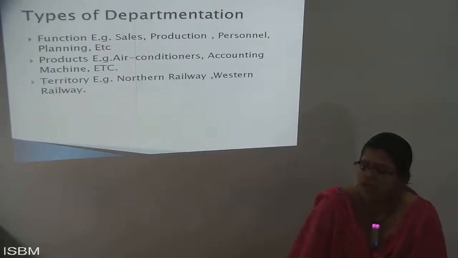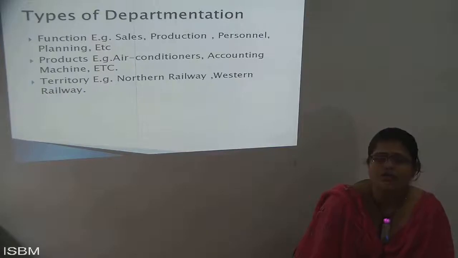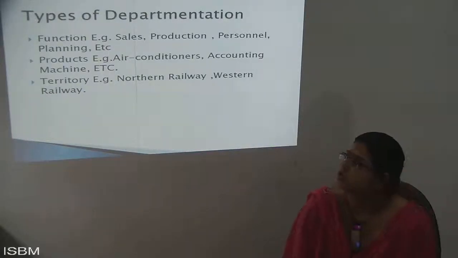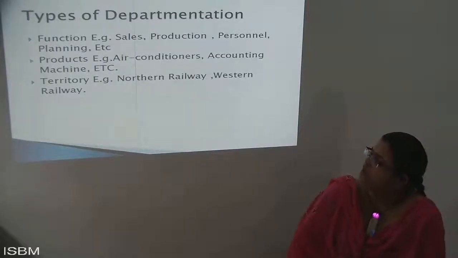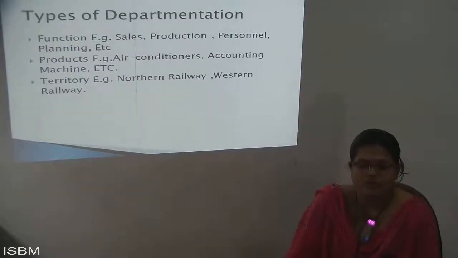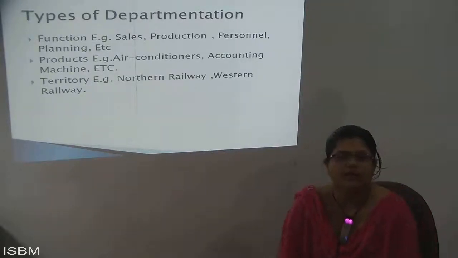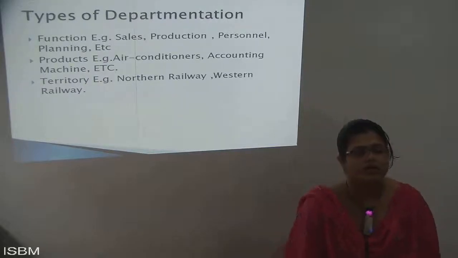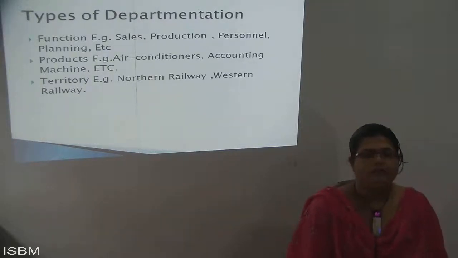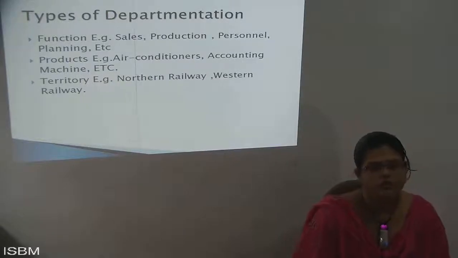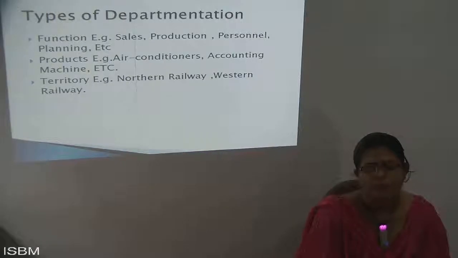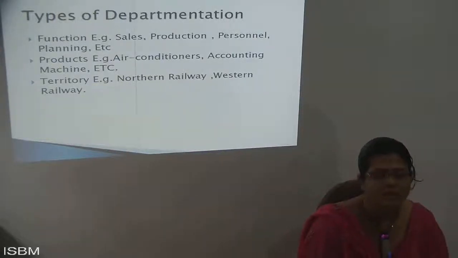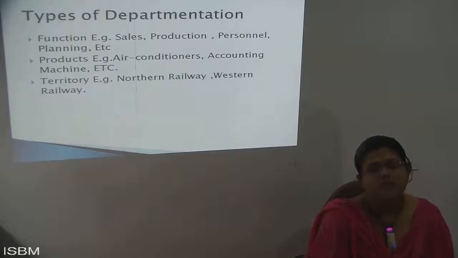Now first is the functional way. Functional in the sense that categories are given here. The functions are, for example, sales, production, personnel, planning, etc. That means you have different areas where you need to function. Planning, organizing, directing, and controlling with the help of manpower. Then afterwards sales and production. Then what the payments are, what the receipts are, what the personnel management is, and how the resources have been allocated. That is the functional way.